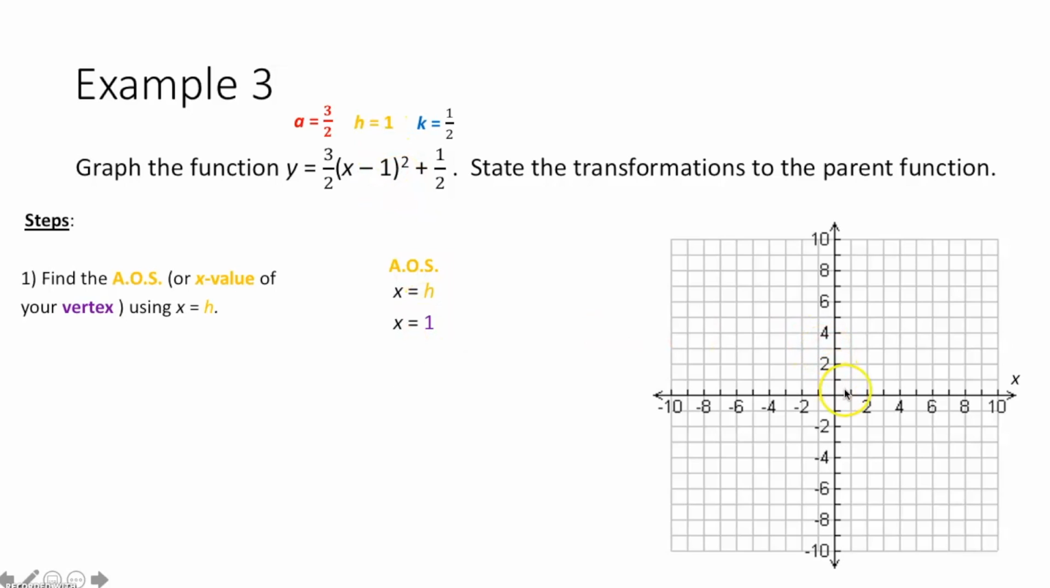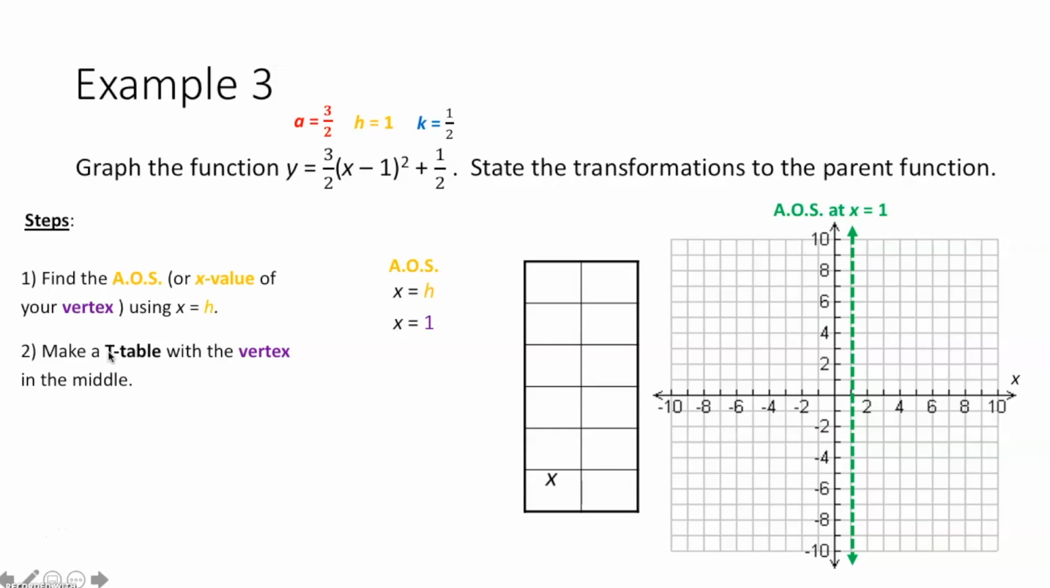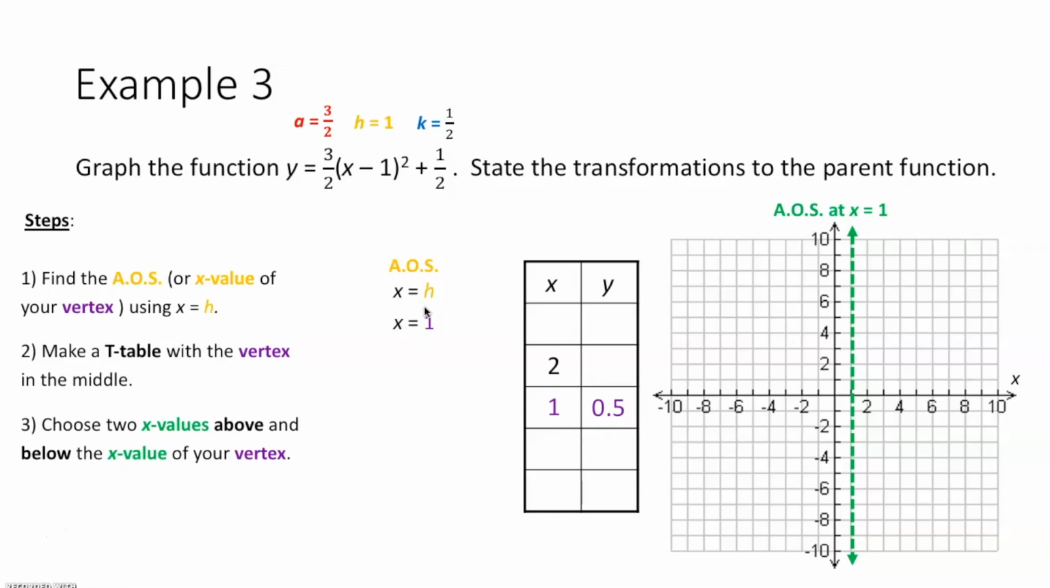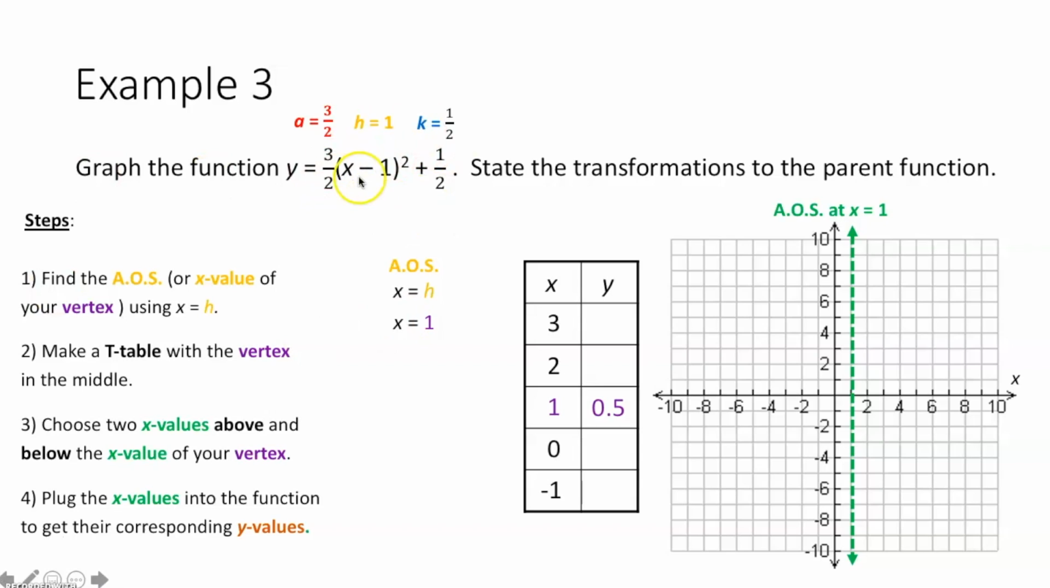So we go over to x equals 1, draw a vertical line, that's where our axis of symmetry is. We then go ahead and make a t-table, putting our vertex in the middle of that t-table. What's our vertex? That's h, k, so 1, 1/2. That goes in the middle of our t-table. We then are going to pick 2 x values above our given vertex and 2 x values below our given vertex. And we're going to plug those into the function up here to get the y values that go with them.